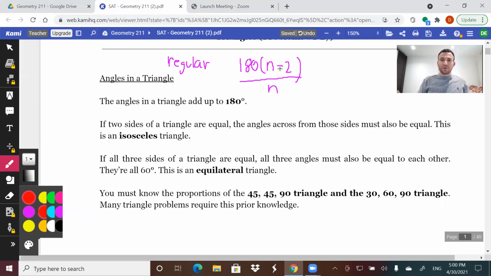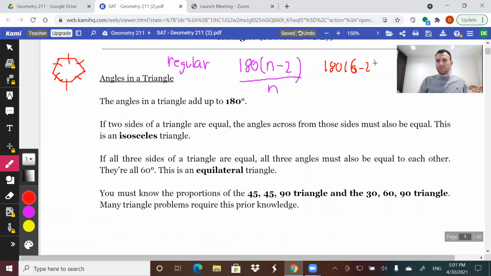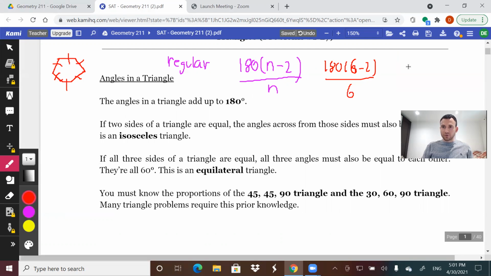For instance, if you're looking at a regular hexagon, where all these sides are the same, so the angles are all the same, my drawing's not great, what you do is 180 times, in this case, 6 minus 2, divided by 6. We're looking at 4 times 180, so that's 720. 720 divided by 6 gets us 120 for every angle. Anyway, let's get back to triangles.